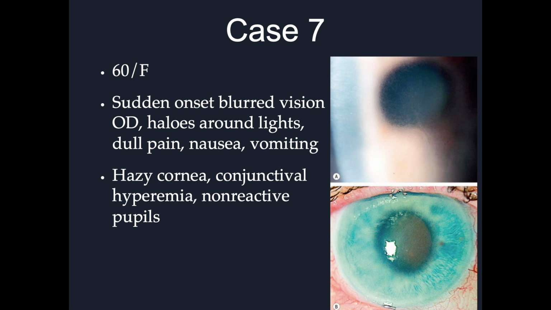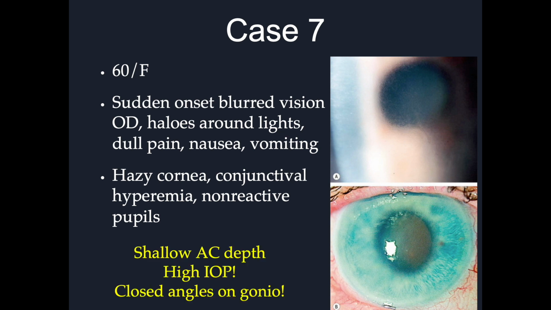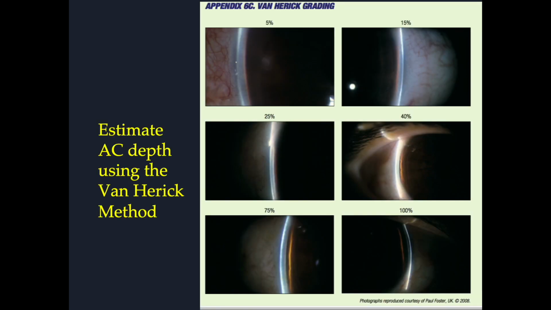Now the Ophtha resident came by and did some further examination and noticed that there is a shallow anterior chamber depth and, more importantly, a high intraocular pressure. When he did the gonioscopy, he noticed closed angles. So does that ring a bell? So we're dealing with acute angle closure glaucoma. And just to define some terms, to estimate the anterior chamber depth, we use the Van Herrick method. And I show you here, the Ophtha resident will use the slit lamp for this.